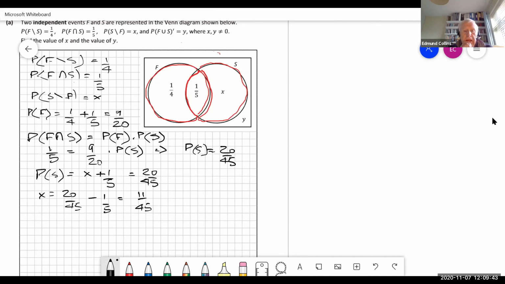But the key here was using this, that for independent events, the probability of F and S equals the probability of F multiplied by the probability of S. So that was the key part of the question. The rest was relatively straightforward.